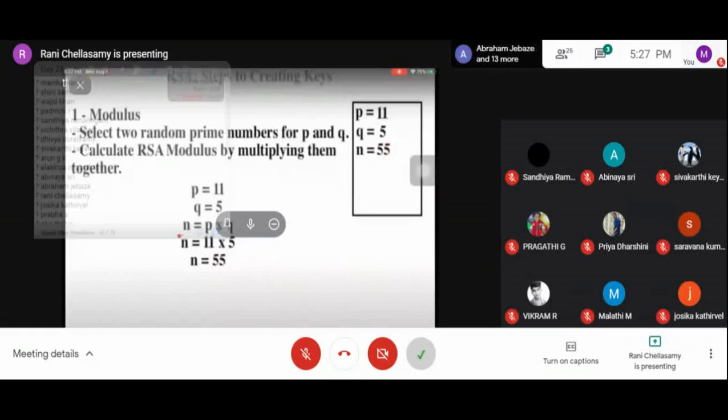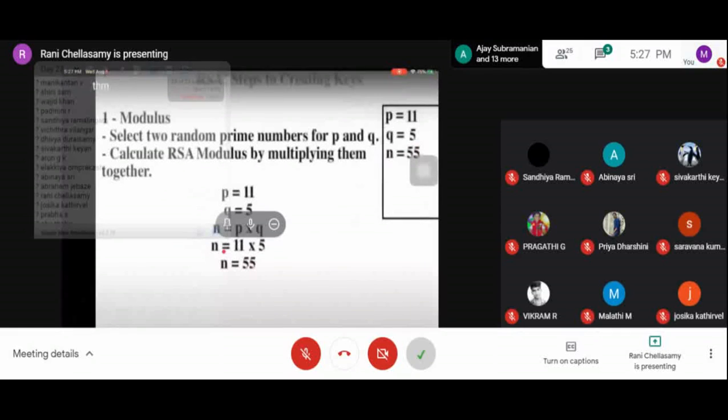So n is the RSA modulus. N equals P times Q. We have taken 11 as the P value and 5 as the Q value. 11 times 5 gives the N value as 55.